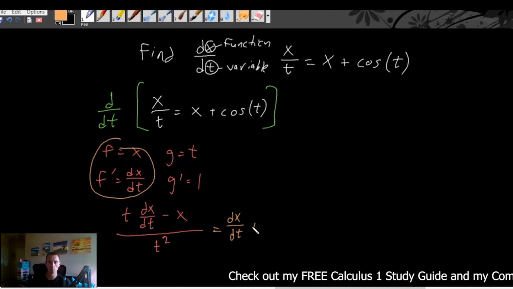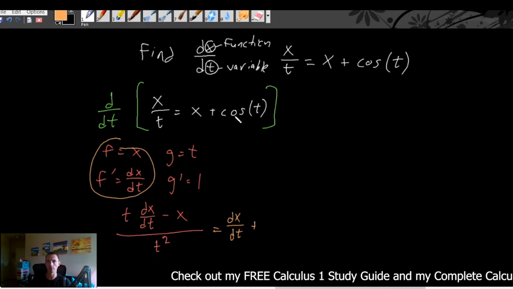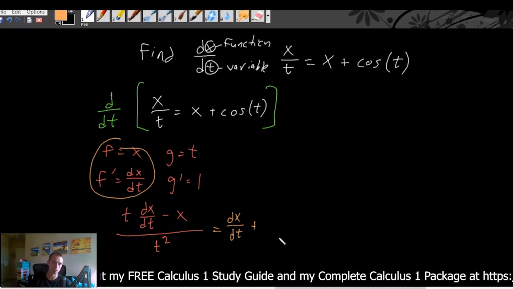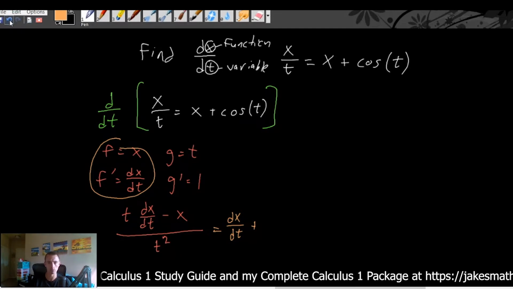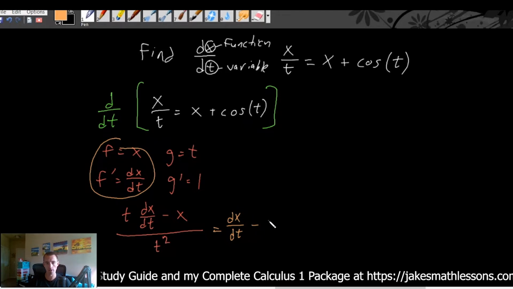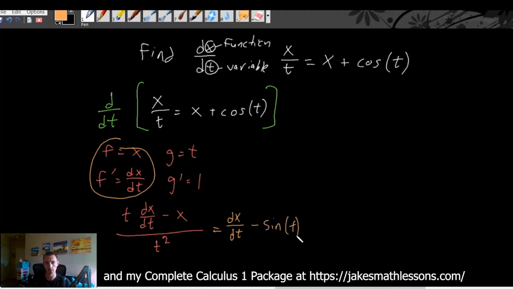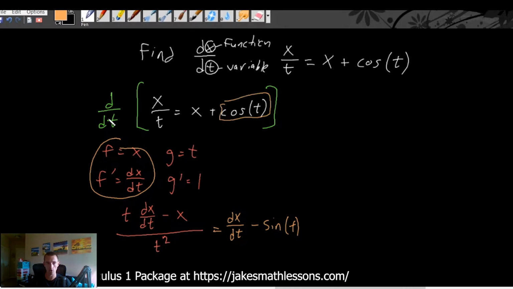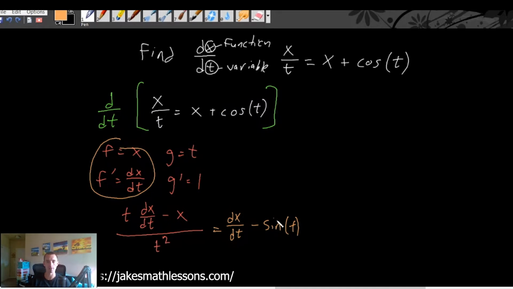And then plus the derivative of cosine of t. The derivative of cosine of t would actually be minus sine of t. So instead of plus, I'm going to write minus sine of t. Because t is our variable, this term right here only contains the variable that we're taking the derivative with respect to, so that's going to behave as expected. The derivative of cosine is minus sine of your variable t. Okay, so this is the end of the differentiation step.